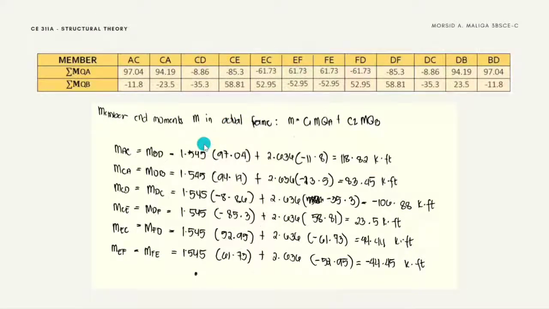C1, which is 1.545 and 2.636, we get that the moment at CA and DB is 83.45 kips feet. For CD and DC it is negative 106.88 kips feet. For CE and DF, we have 23.5 kips feet. And EC and FD, we have 44.44 kips feet. And for our EF and FE, we have a moment of negative 44.45 kips feet.